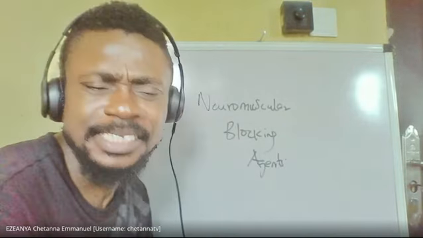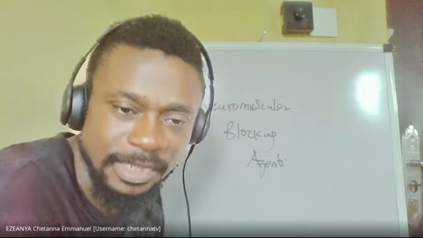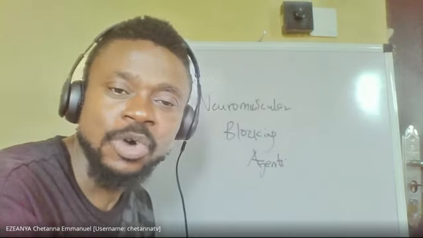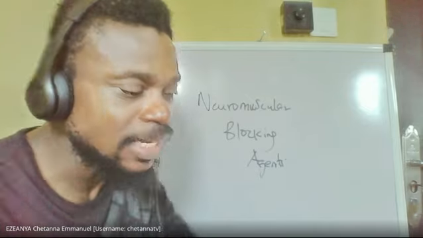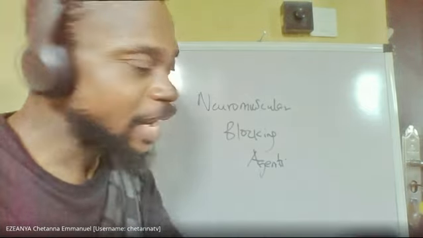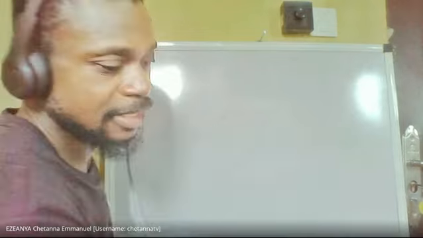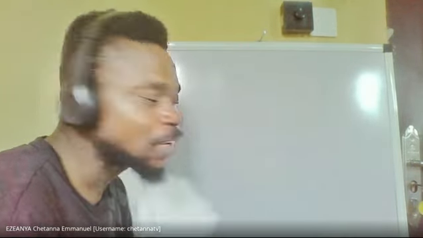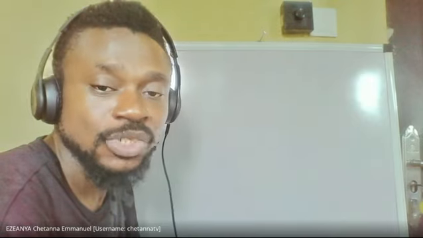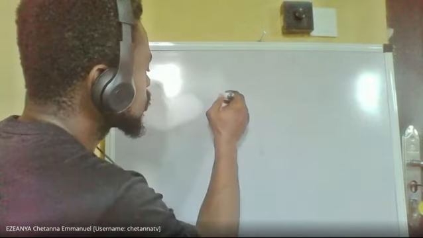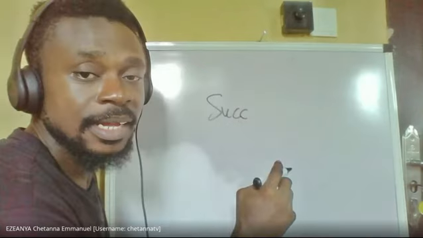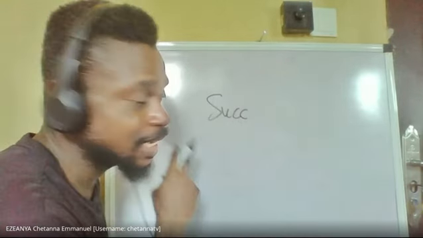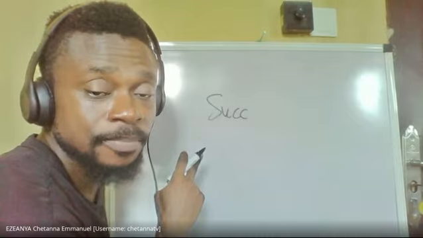So the classes, we have the short-acting ones. Short-acting neuromuscular blocking agent. I'm writing their names so that you appreciate it. I'm going to give one example here. Short-acting neuromuscular blocking agent. Example is what? Succinyl. Can you see the board? Is it clear? Yes. Good. Succinylcholine.